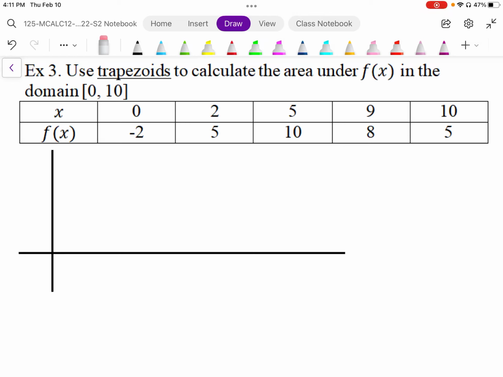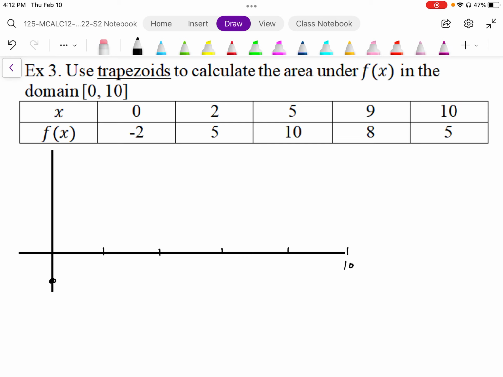So I can use trapezoids to calculate the area under this function. First of all, I need to plot the coordinates. So at 0, I'm at -2. Okay, at 2, so I'm going to write 2x is 2 about here, 4, 6, 8, 10.